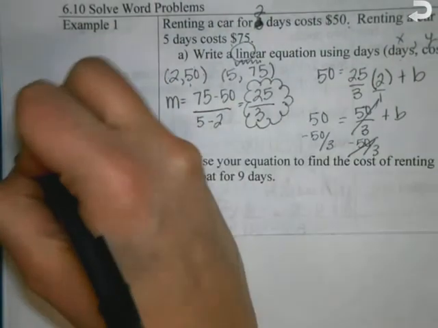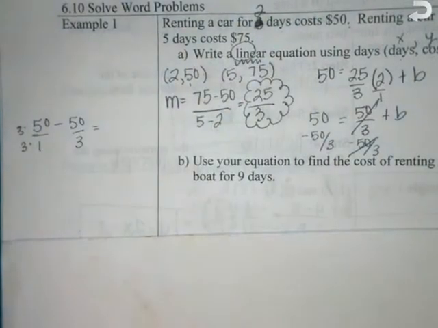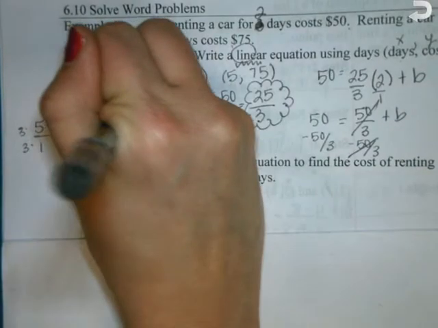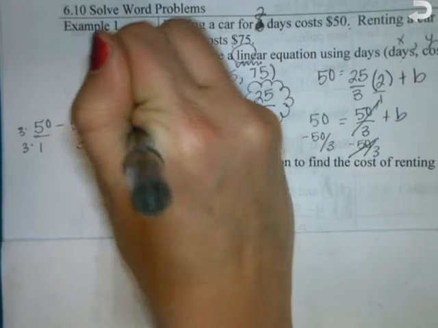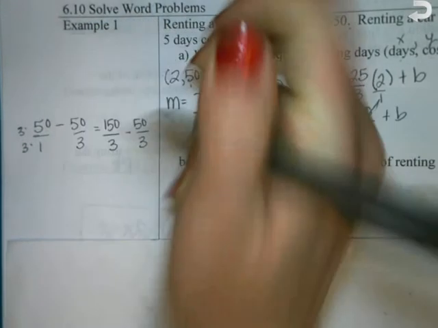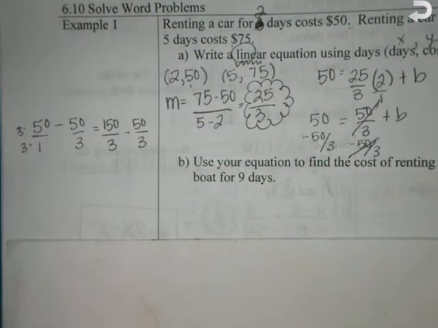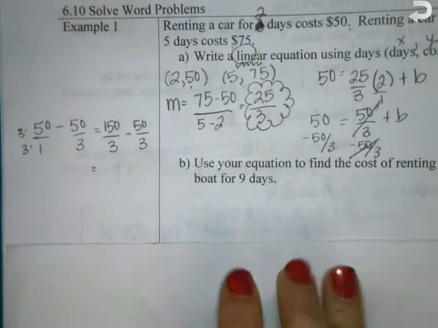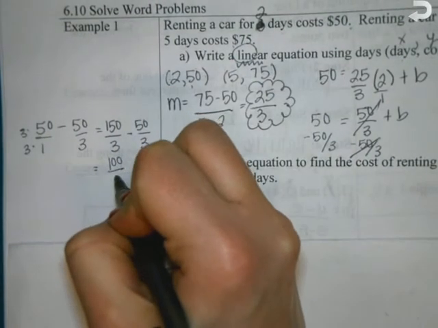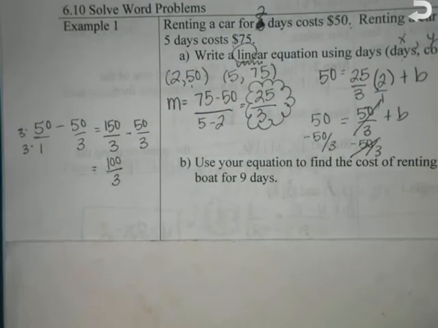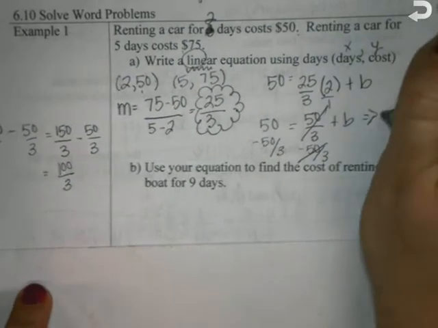So 3 times 50 is 150 over 3 minus 50 over 3. So what's that going to give me? 100 over 3. Does that reduce? No. So my b is 100 over 3, which is okay.